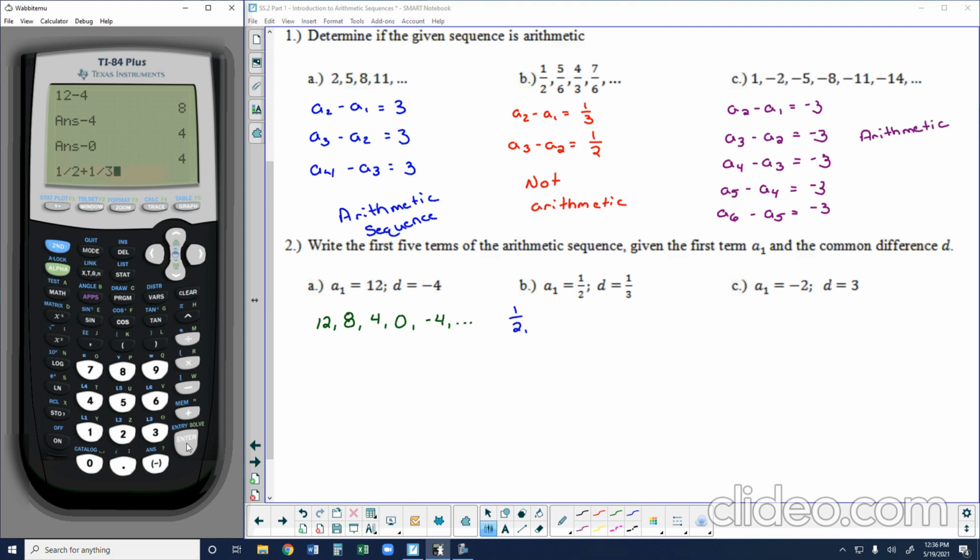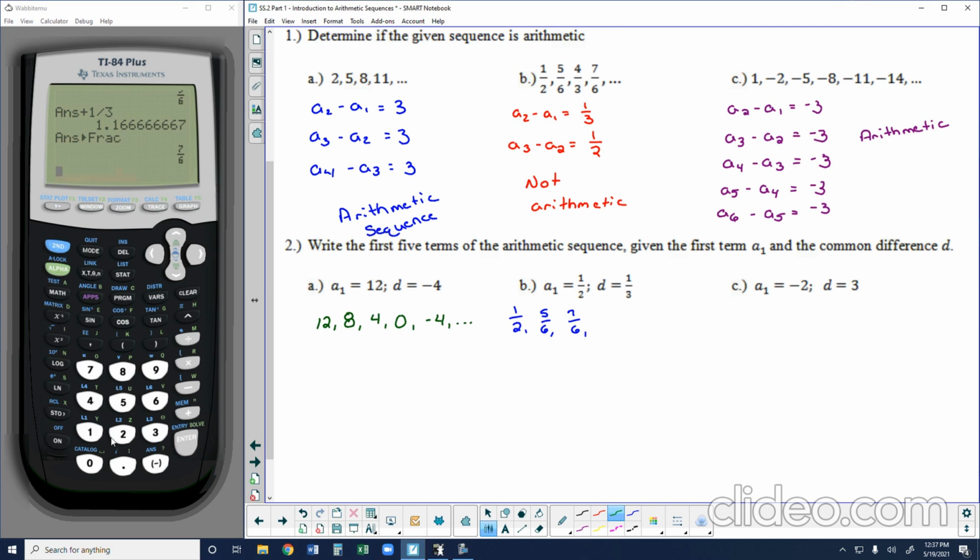And if I do this in the calculator, you could do this mentally if you can find common denominators quickly. But if we want to use the calculator, that's okay. What I would do here is hit math and then the fraction key to get 5/6. So the second term is 1/2 plus 1/3. Now I'm going to take the second term, 5/6, and add 1/3. And I'm going to convert that again to a fraction, so 7/6 would be my third term.